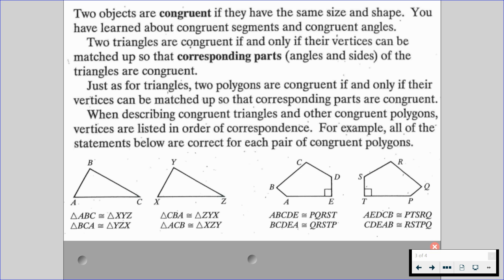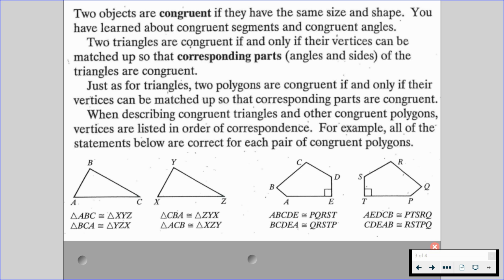Likewise, on the right-hand side, we have another polygon. We have ABCDE is congruent to PQRST. Let's look at letter C. Letter C is the third letter in that congruency statement. Likewise, R is going to be the third letter in that congruency statement on the right, which means that anytime we see the letter C, we're going to see the letter R in the same location.